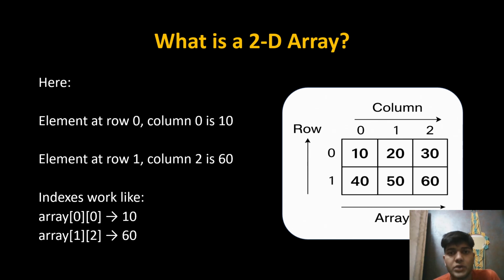We access them using two indices. Array row 0, column 0 gives us 10. Array row 1, column 2 gives us 60. So it's just like giving coordinates. First the row and then the column.